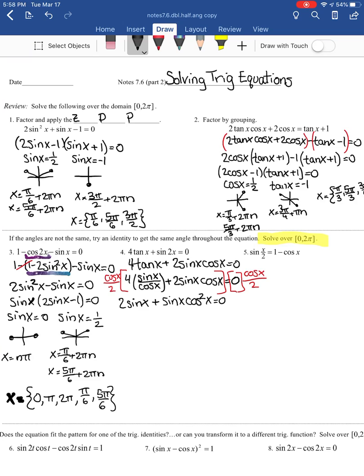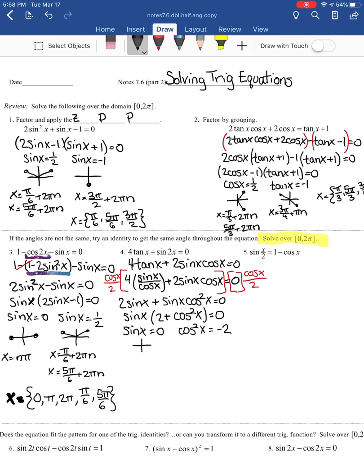And now this becomes a familiar scene. I can factor out a sine x, and I can get 2 plus cosine squared x equals 0 by my ZPP. Either sine x equals 0 or cosine squared x equals -2.